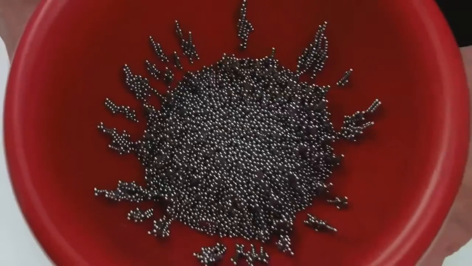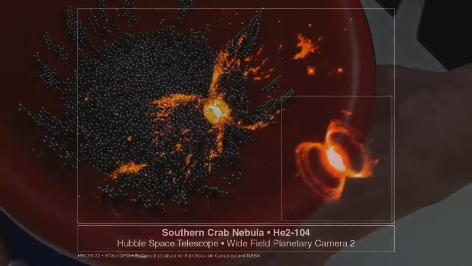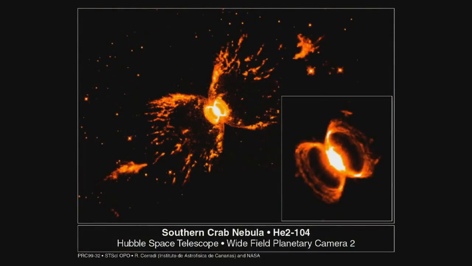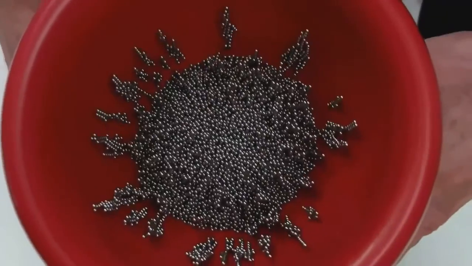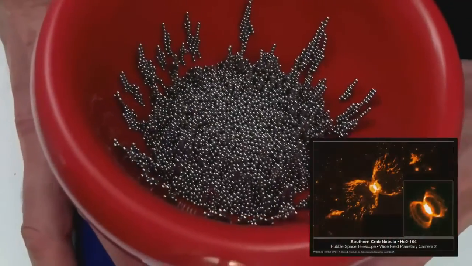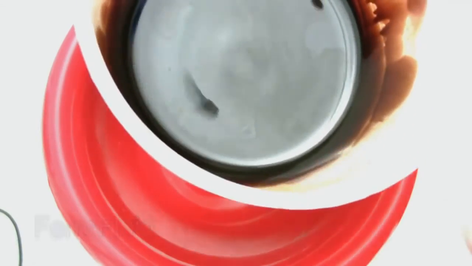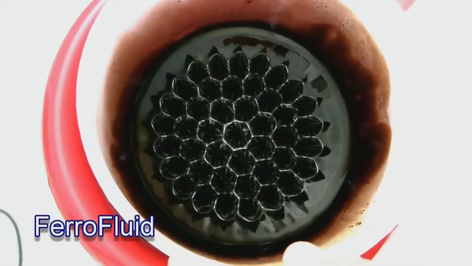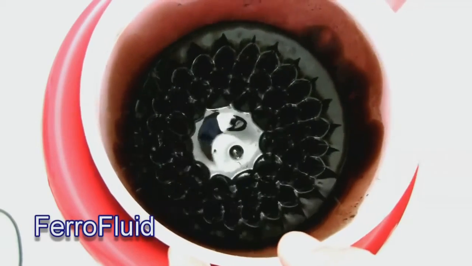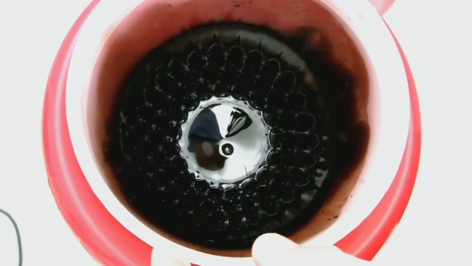Pouring 2 millimeter steel balls into the large bowls reveals the true forces at work in the Southern Crab Nebula. A wide variety of methods were used to study the magnetic fields emanating from these poles. Here we see ferrofluid at work showing the magnetic patterns formed within these bowl-shaped magnetic field emitters.